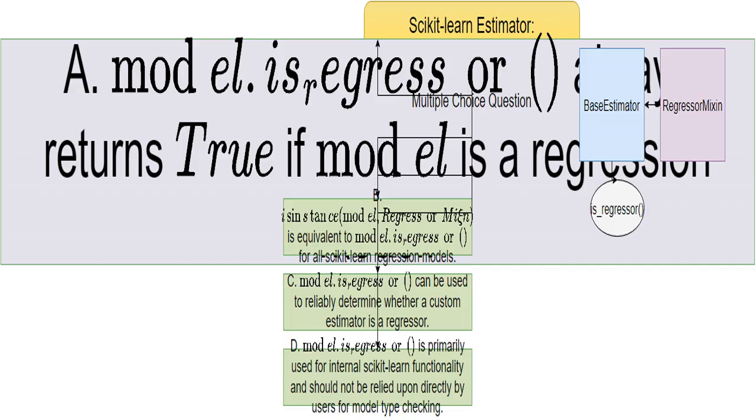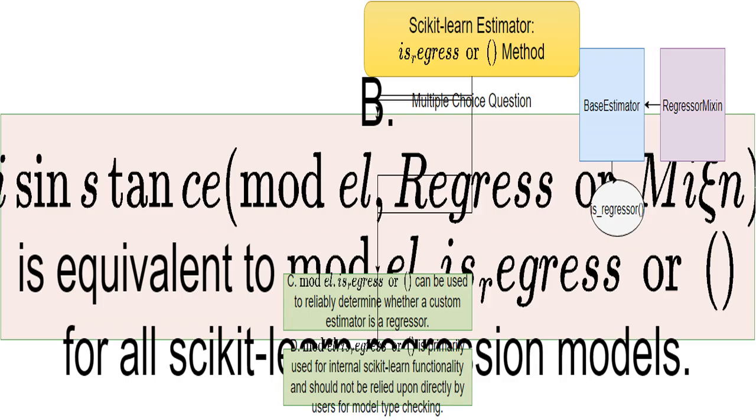`isinstance` directly checks inheritance from `RegressorMixin`. `_is_regressor` is different, and can give conflicting results. I'd say this is incorrect. You can't depend on `_is_regressor` for custom estimators. The results might be unpredictable.